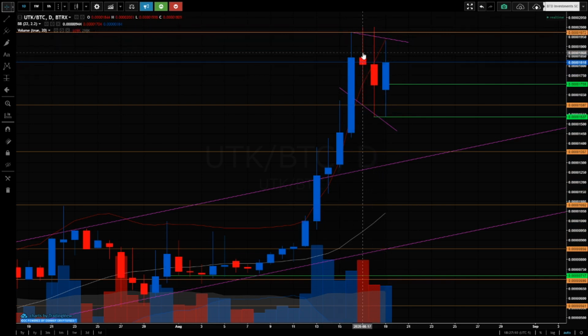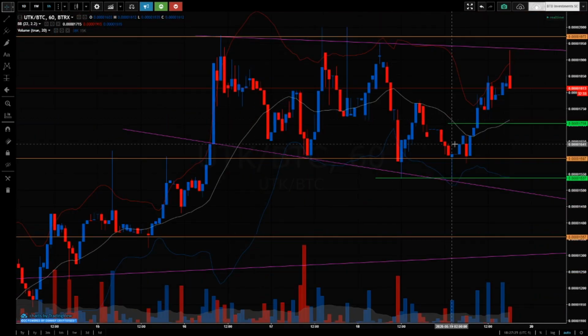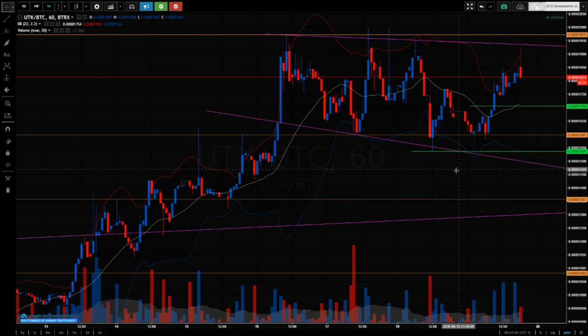And see these wicks up here? They're not that big like those other ones I pointed out in the previous video. The wicks are a lot bigger there. So this looks like strength. This looks like this is going to push out of here. And if we come down to the hourly chart, it has moved up. When I was looking at this a little while ago, it had pushed up from here. So this looks like it's going to push out of here fairly soon.